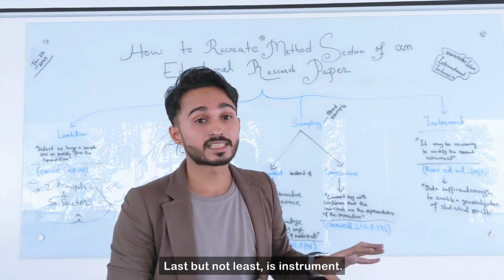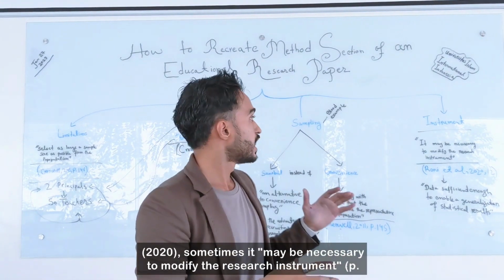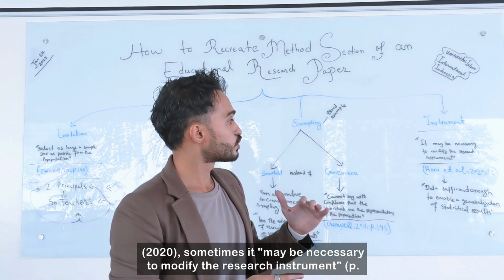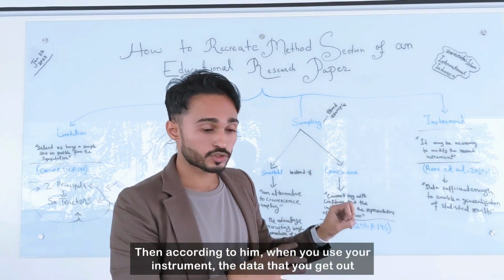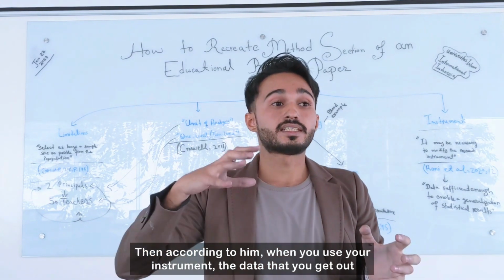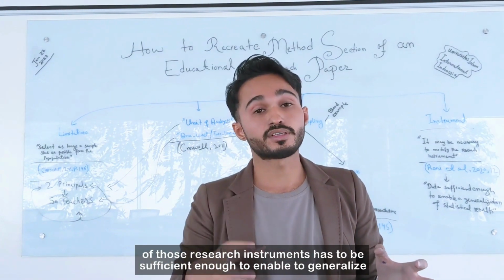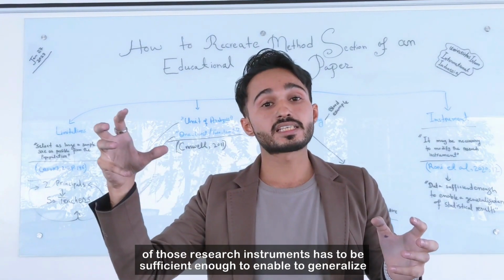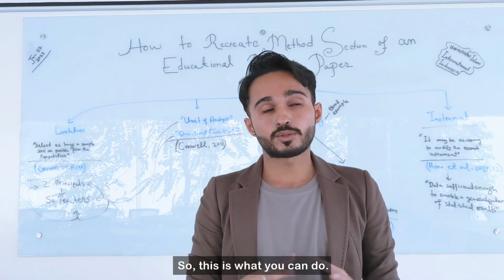Last but not least is the instrument. You can work on instruments because, according to Roney 2020, sometimes it may be necessary to modify the research instrument. Then according to him, the data that you get out of your research instruments has to be sufficient to enable you to generalize the statistical results from that. So this is what you can do.